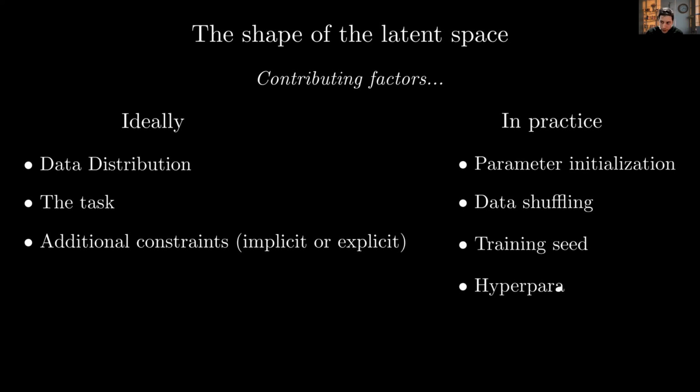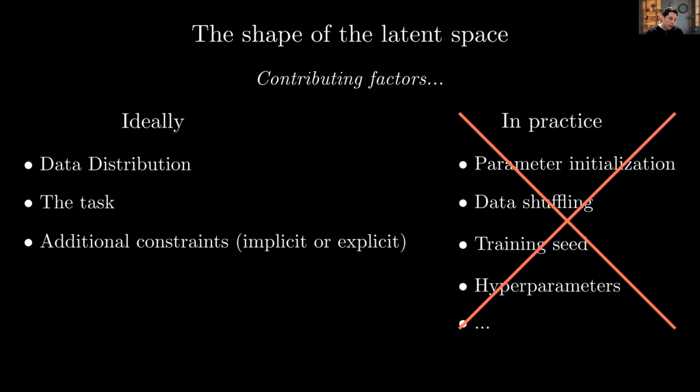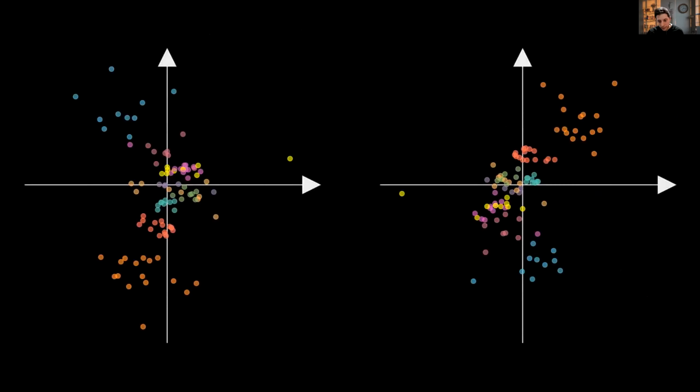But in practice, we have many other contributing factors that influence the shape of the latent space. So the data shuffling, the parameter initialization, the seed, in general all the hyperparameters; for example, changing the learning rate will change the latent space. And the goal of this work is to be invariant to these factors because we don't like them. So we would like to have the same spaces for different networks that are trained in the same setting.